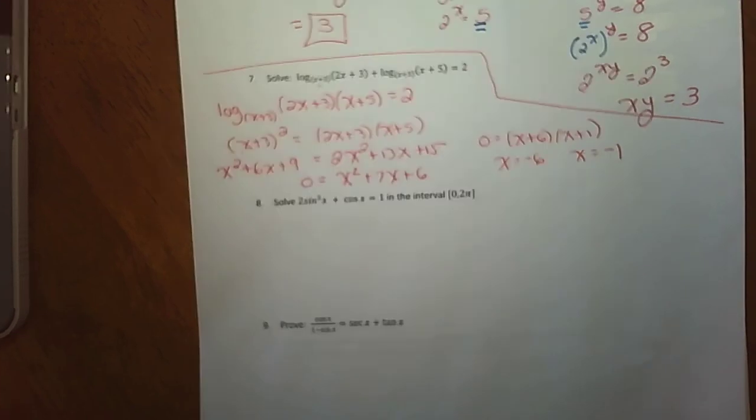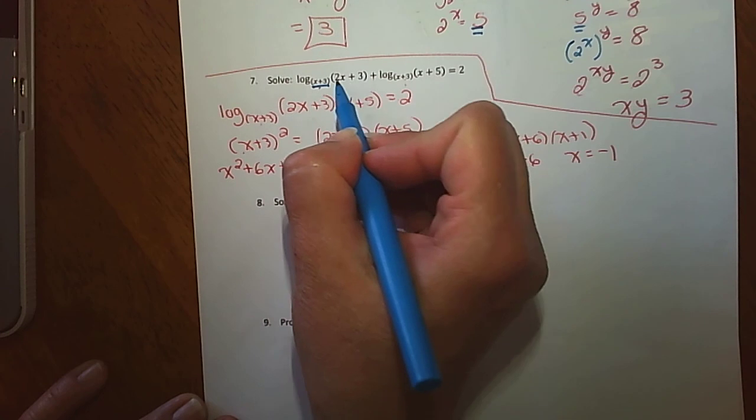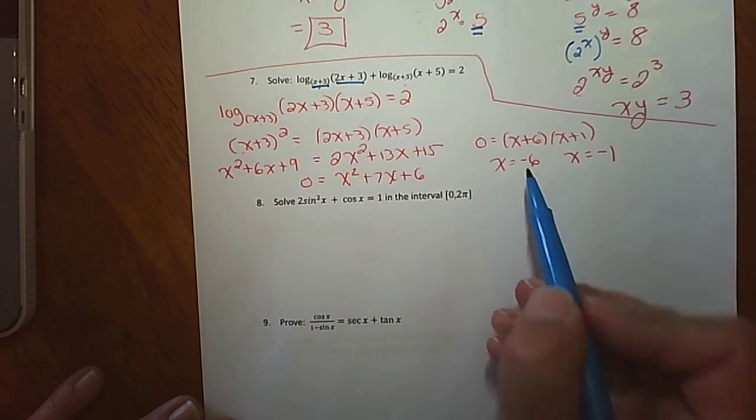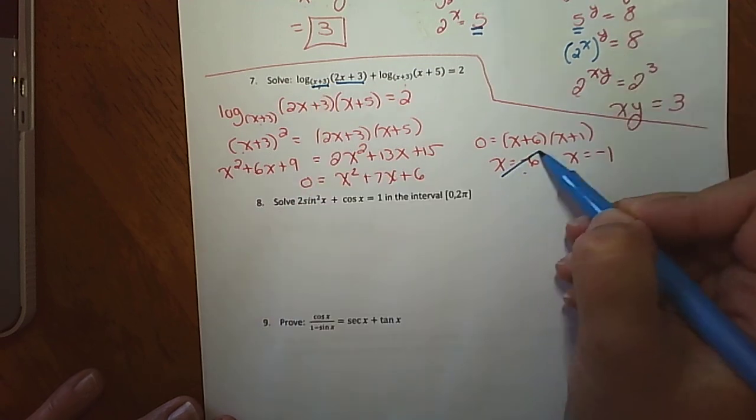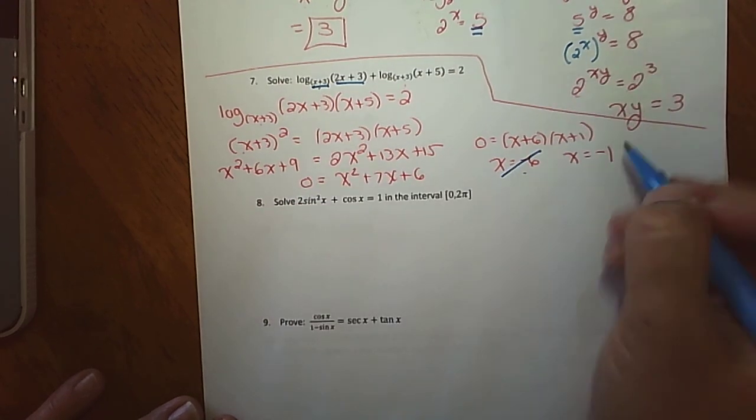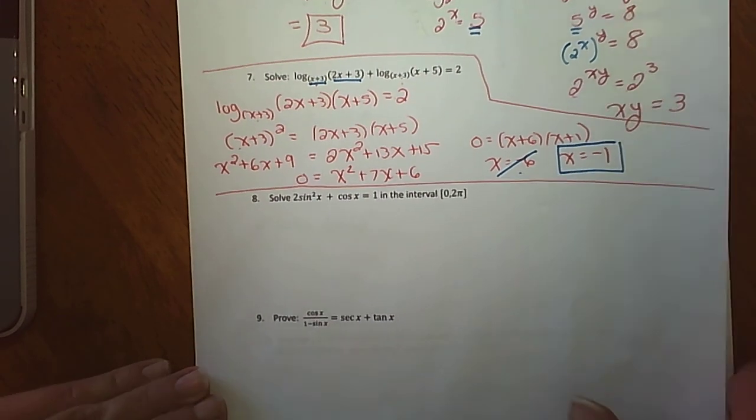Now they're both not necessarily the answer. The logs you have to check. You can never have negative bases or numbers. So if I plug a negative 6 in there, we'll get a negative base. So I have to reject that. But negative 1 works. So I want you to try the next couple of these on your own.